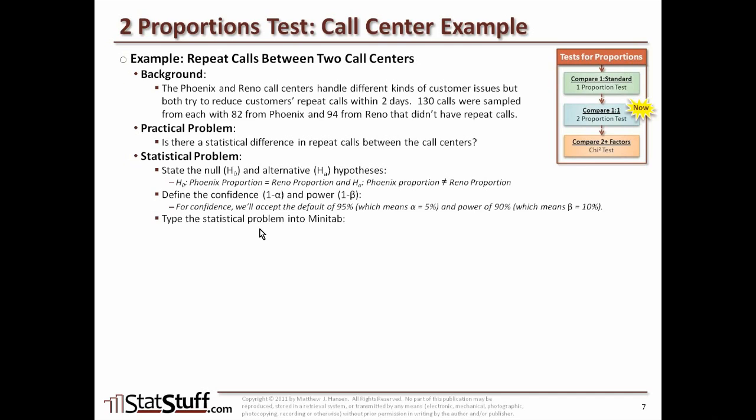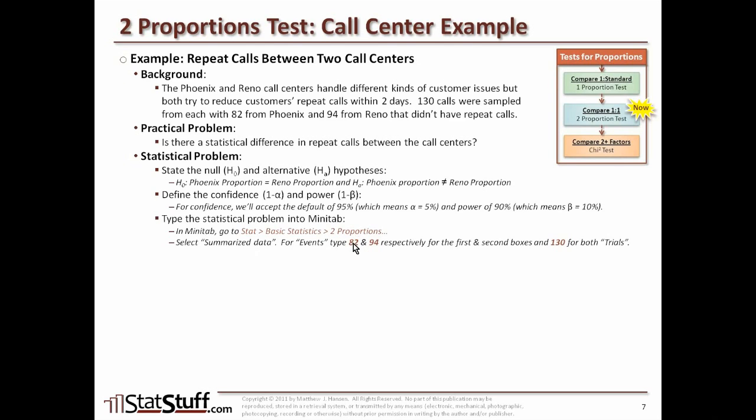And then for actually typing the statistical problem into Minitab, what we're going to do is go to the Stat menu, select Basic Statistics, and choose the Two Proportions option. From within the dialog box that shows up, what you're going to select is the Summarize Data portion, because we're just going to plug these values directly in. We're not going to have to type them into a separate worksheet and reference them from within Minitab.